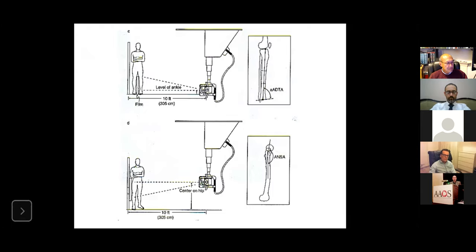The same position for the patient, but the X-ray tube is downwards for the lateral view of the ankle and is upwards for the lateral view of the hip. This is very important to have the central perpendicular beams.